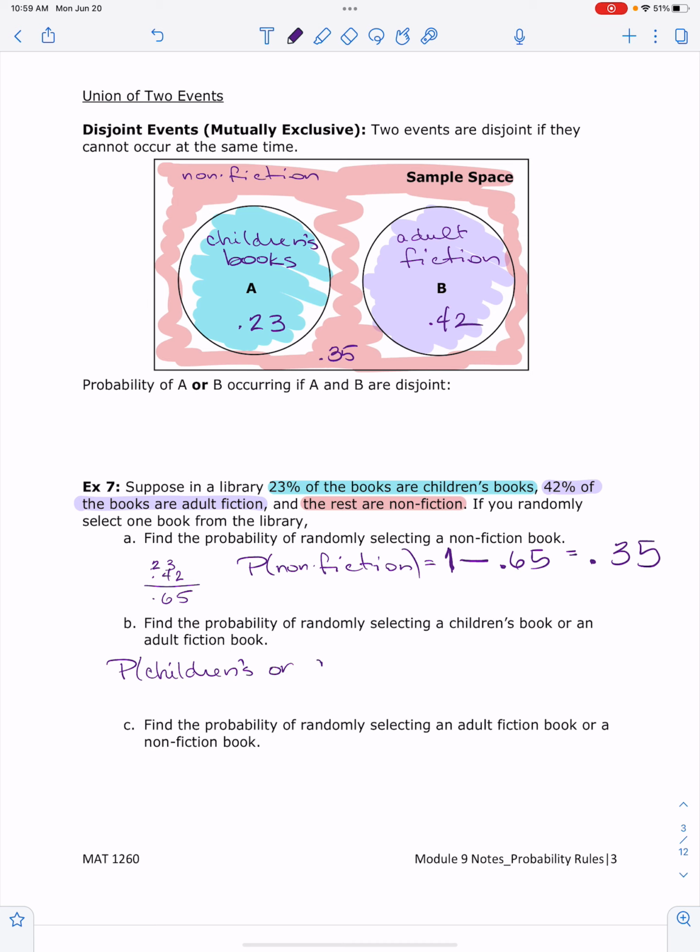Find the probability of randomly selecting a children's book or an adult fiction. Well, the probability of grabbing a children's book is 0.23. Probability of an adult fiction is 0.42. We get 0.65. We have no overlap.